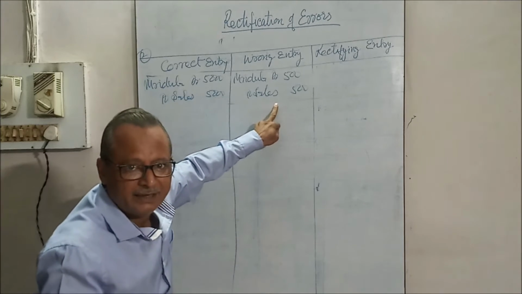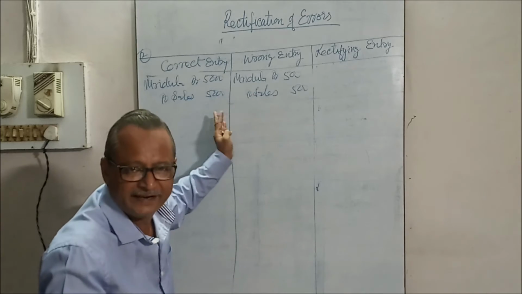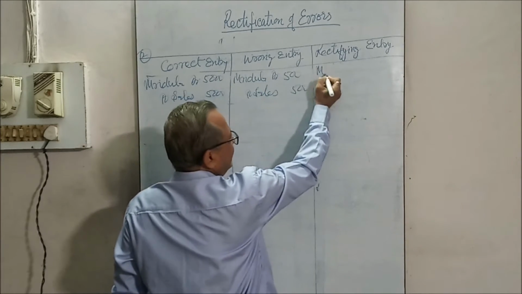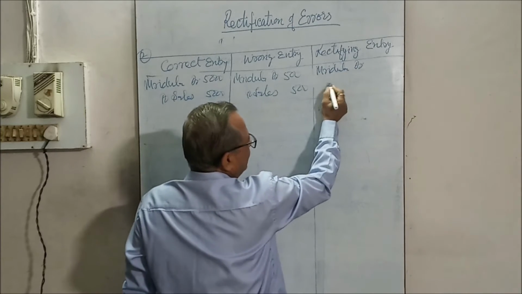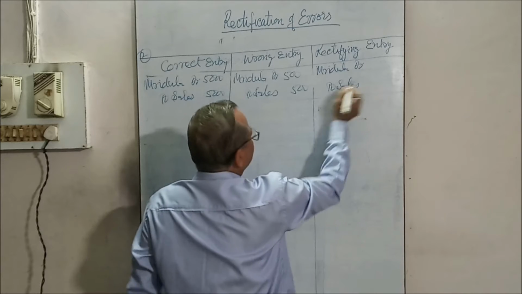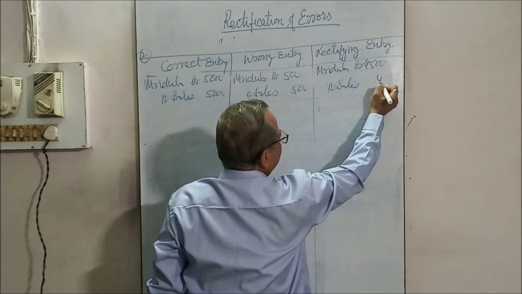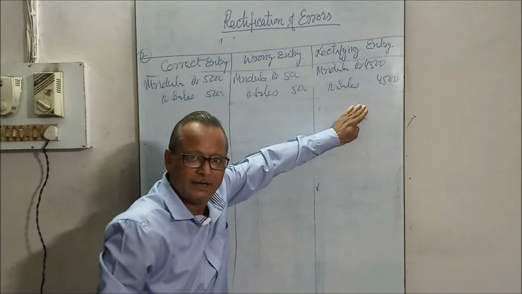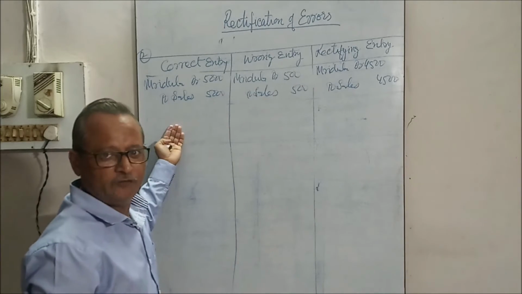That is recorded, but the lesser amount was recorded. So the difference should also be debited to Mridula. Rectifying entry is Mridula debit to sales. The difference is 4,500. Because it is already recorded, now the difference is recorded again. Then you will find the correct entry.